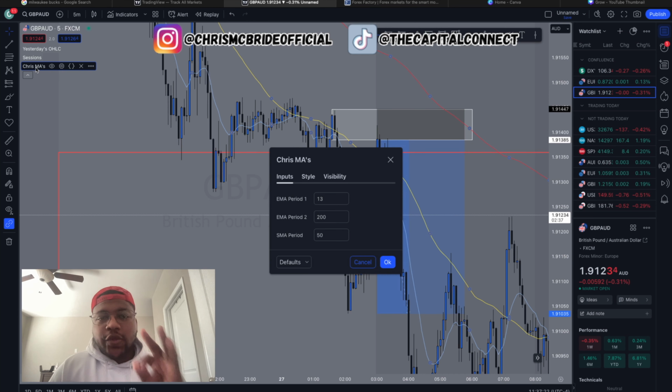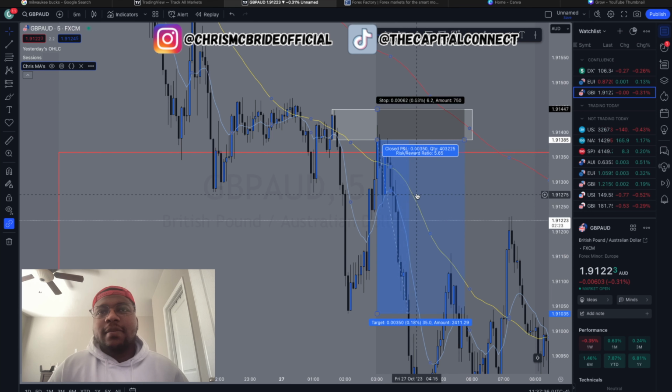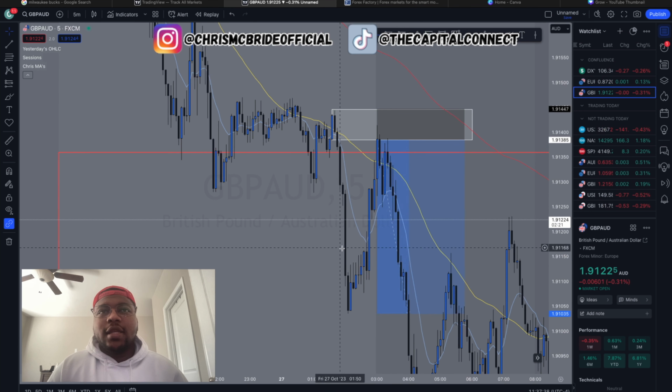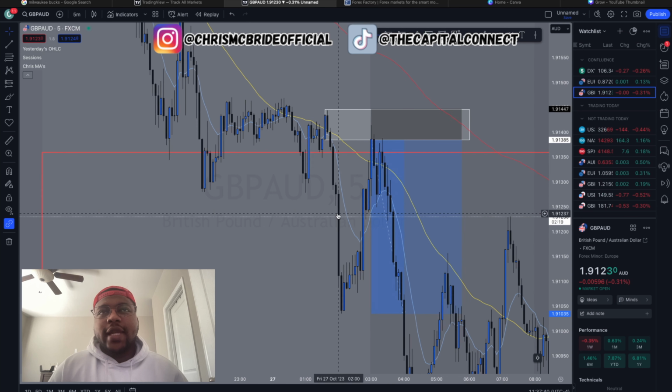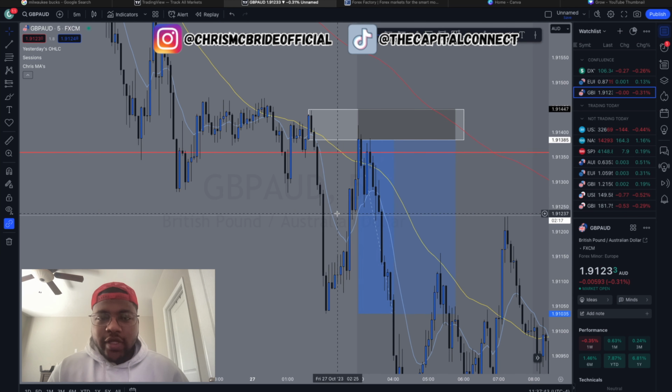Moving averages, right? The three you're going to want to have are going to be the 13 EMA, the 200 EMA, and the 50 SMA. Okay, so for me, the 200 EMA is the red line, the 50 SMA is the yellow line, and the 13 EMA is the blue line. Now, when it comes to your with the trend setups, you're going to want to have the 200 EMA in your favor. What do I mean by that? If it's a supply, I want the 200 EMA above my zone. If it's a demand, I want the 200 EMA below my zone, right?